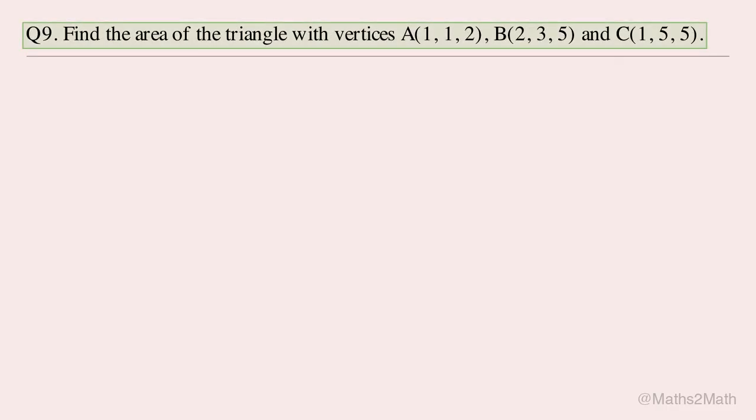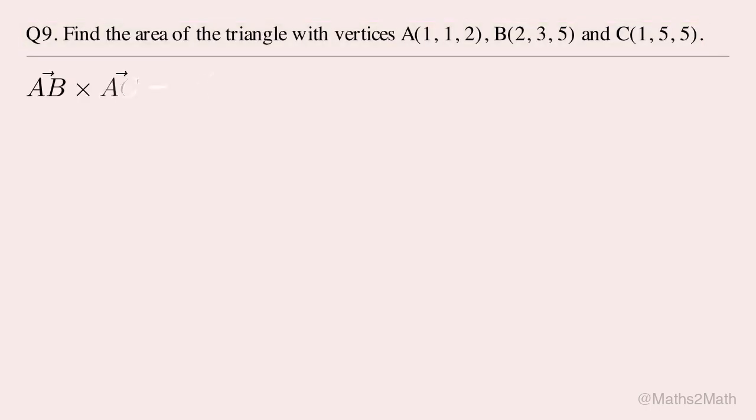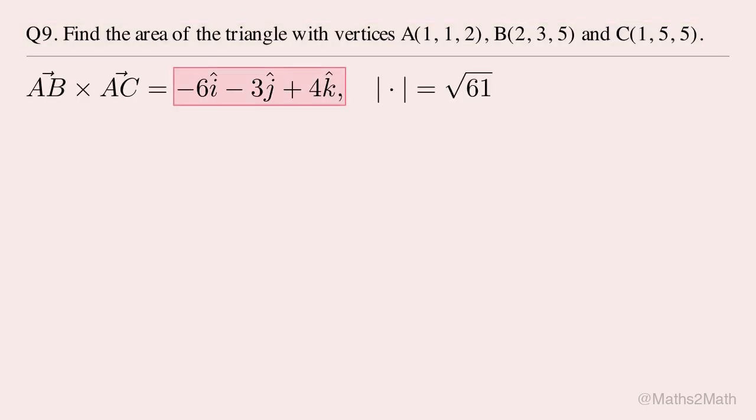Question 9. The area is half the magnitude of the cross of two sides, AB cross AC. AB is (1, 2, 3) and AC is (0, 4, 3). The cross is (-6, -3, 4) with magnitude root 61. Half of that is the area.